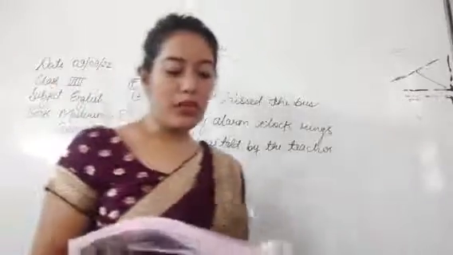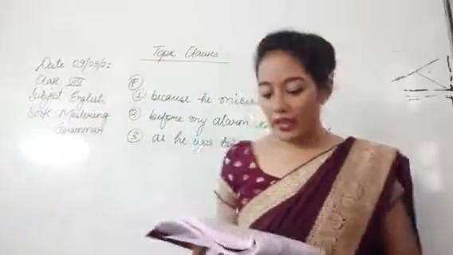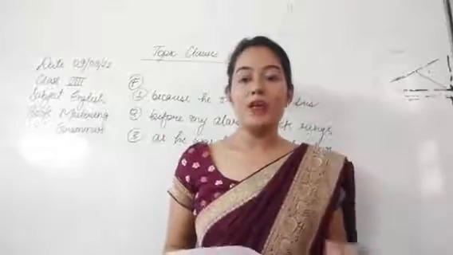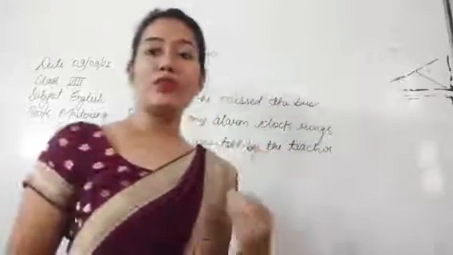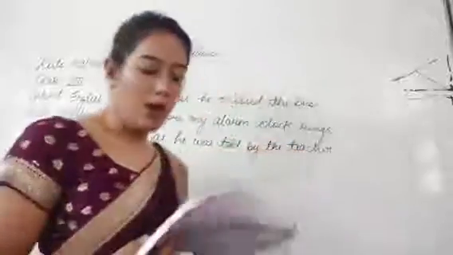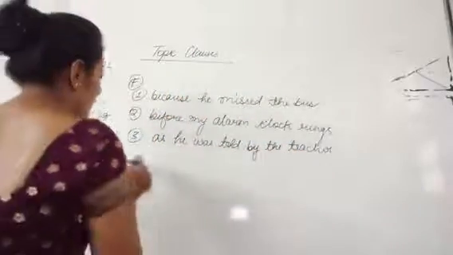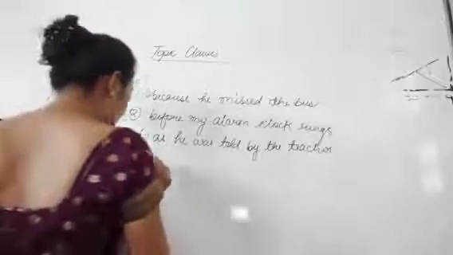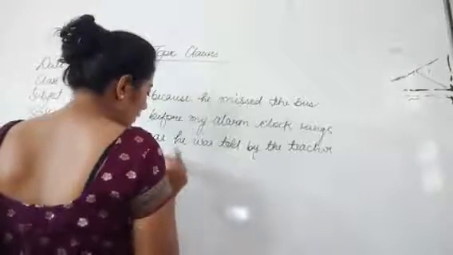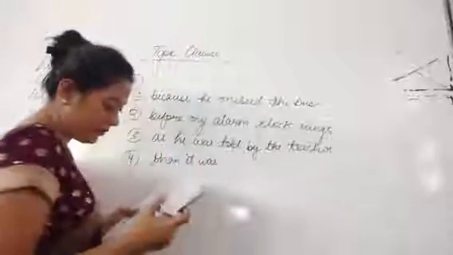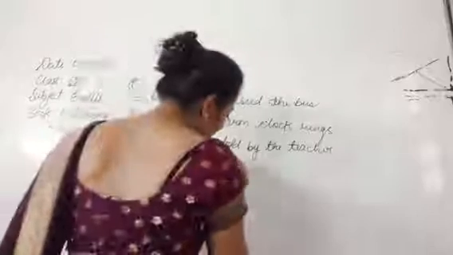Now the fourth one, it is darker than it was in the morning. So a comparison is being taken place. We have already discussed this. We have to look for the words like than, no less than, or as. So the answer would be, fourth would be, than it was in the morning.